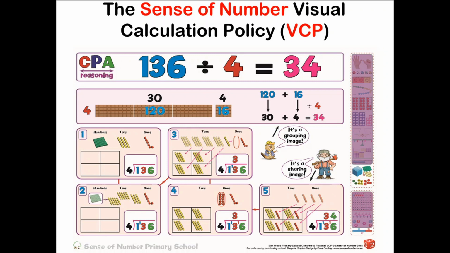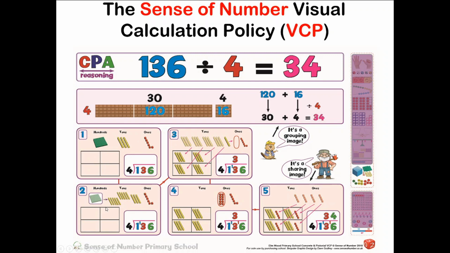And taking a look at the 3-digit example that we've just looked at again, here's the Sense of Number VCP, the visual calculation policy. This is from the concrete pictorial policy that's available from Sense of Number showing 136 divided by 4. This is what we've just done. The 100, the 3 tens and 6 ones. You can see we had to exchange that 100 because we can't share it between 4 in hundreds. So we exchanged it for tens.